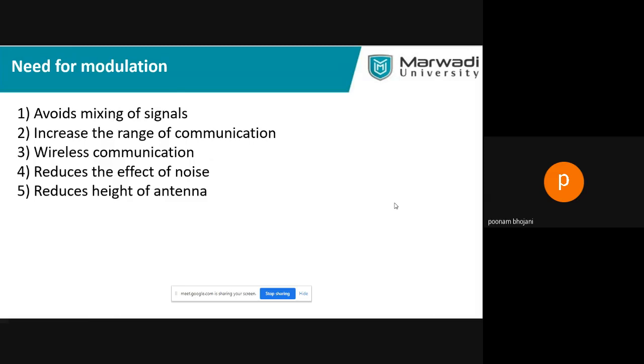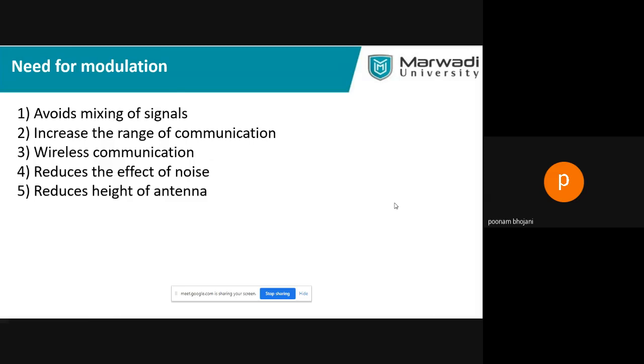Whenever you are designing the antenna for wireless communication, the antenna height is a major parameter. If you are using a high frequency signal for transmission, then the height of the antenna will be reduced, because the height of the antenna and the frequency have an inverse relation. So let's study these one by one. First, avoids mixing of signals.